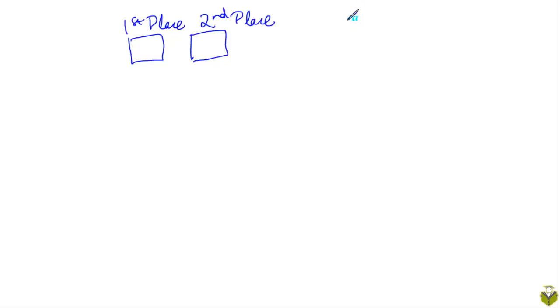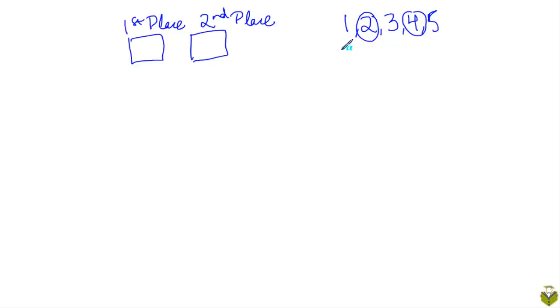So as before, I will draw two boxes because we are looking at a two-digit number here. So we have the first place and the second place. And what are the digits we have? We have 1, 2, 3, 4, and 5. So we have to find only even numbers. So only even numbers we'll determine from the second place. So the second place can use either 2 or 4, right? Then only the number will be even.